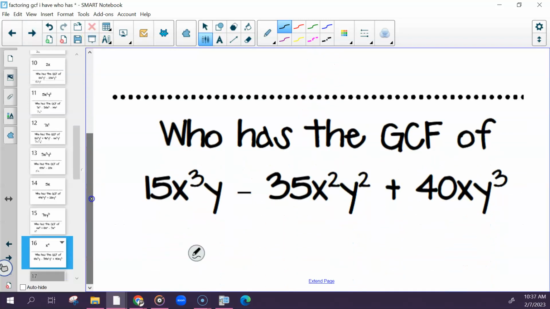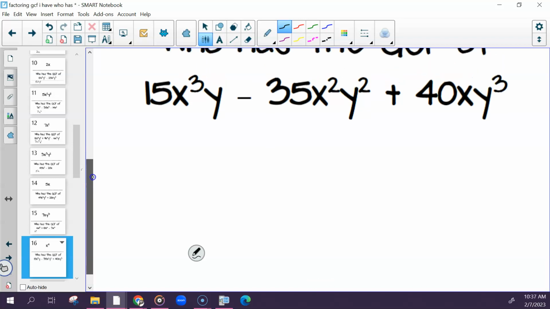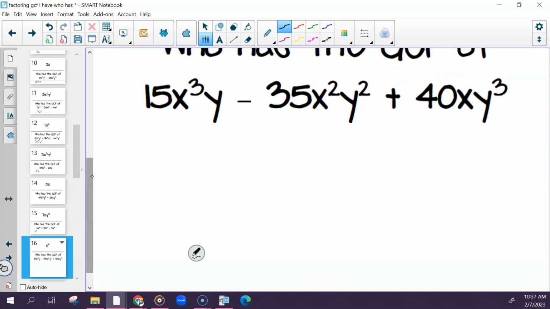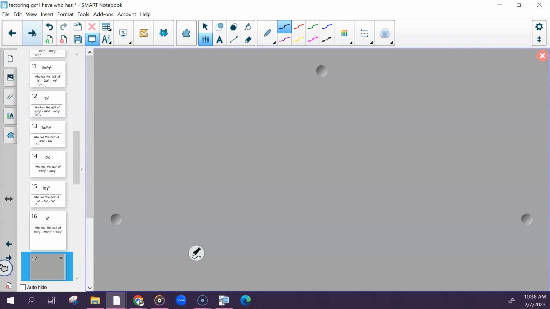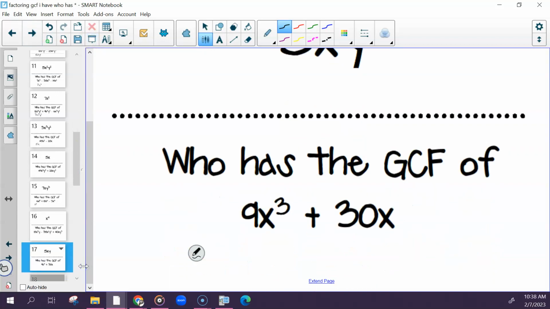Who has a GCF of 15x cubed times y minus 35x squared times y squared plus 40x times y cubed? There's a lot. I'll take that. That might be me, actually. What's the GCF for the numbers, guys? 5, 1x, and also 1y, so yeah, that's me. Right, 5xy.